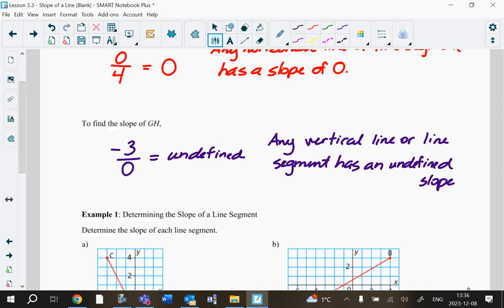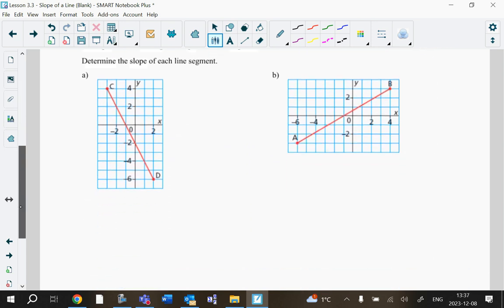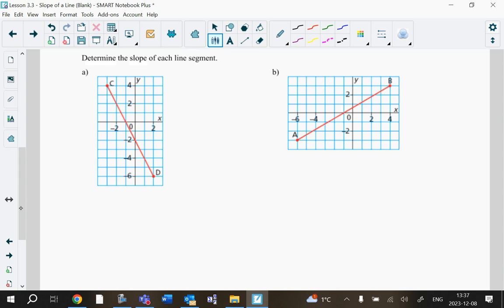So pretty straightforward to find slopes when you're given a graph. Just start at one point, figure out how much you rise and run to get to a second point on the graph. So here, let's just look at these. What's the slope of that one?